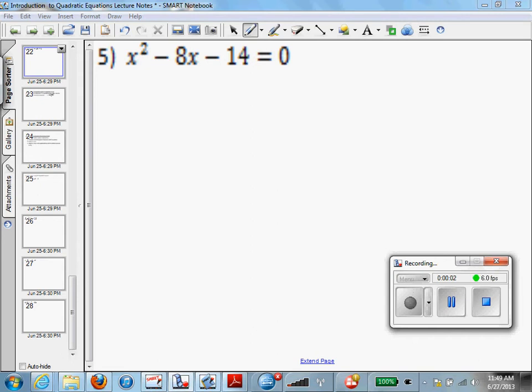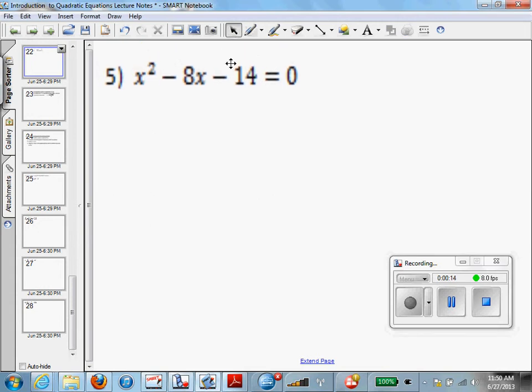Hello and welcome to part 2 of solving quadratic equations by completing the square. Right, so this is our last example. We have x squared minus 8x minus 14.